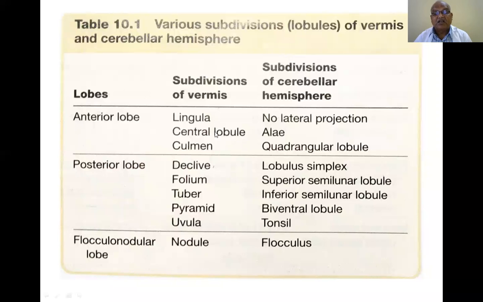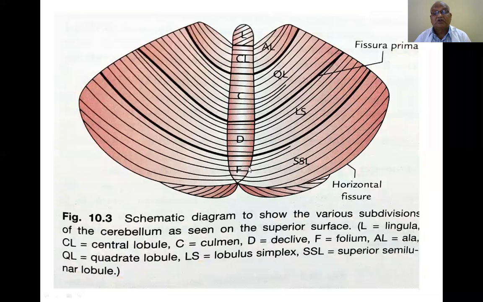The anterior lobe contains lingula, central lobule and culmen. The posterior lobe contains declive, folium, tuber, pyramid and uvula. The flocculonodular lobe contains the nodule, and in the hemisphere it is called the flocculus. This is the horizontal fissure, this is fissura prima, and this is lingula. These are the subdivisions on the superior surface, the various subdivisions of the cerebellum.